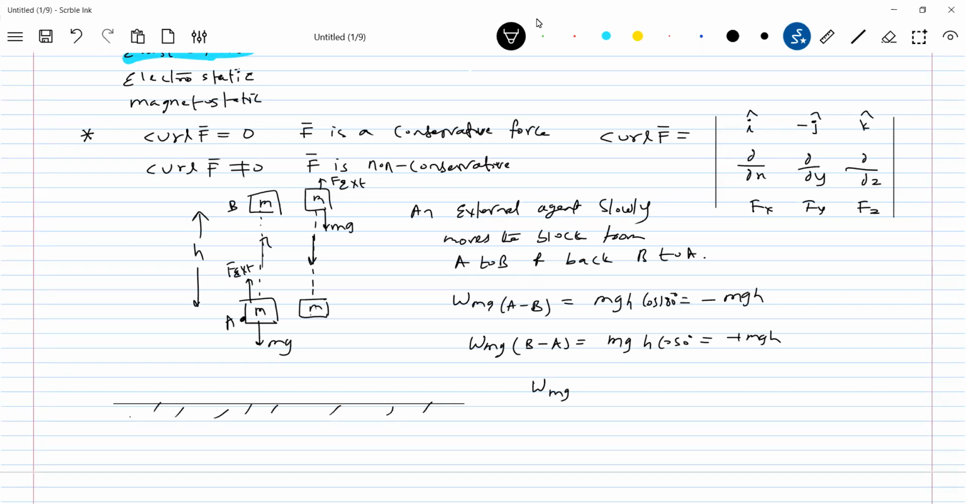Is it a closed path? Are you seeing any closed path? What do you mean by closed path? Where you begin, you should come back to that initial point. There's no necessity that you should trace a path. So therefore, this should be equal to the work done from A to B plus the work done from B to A.